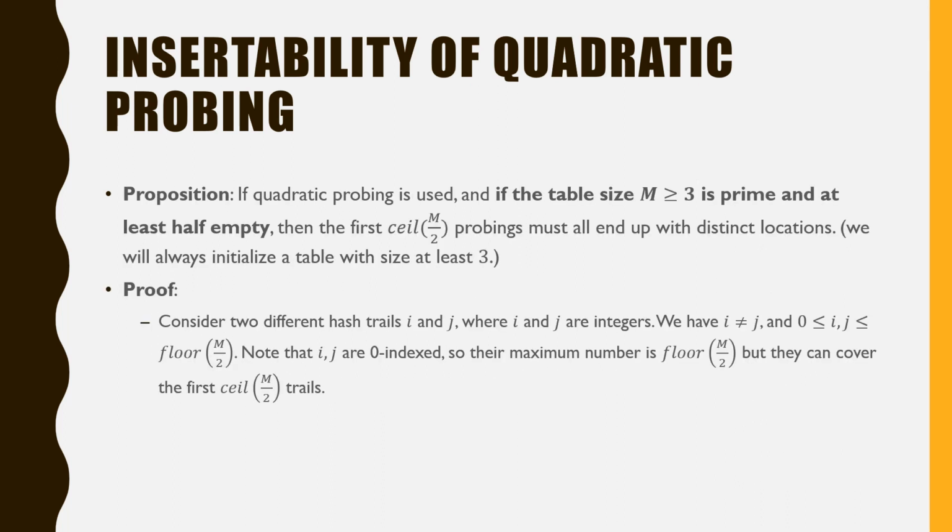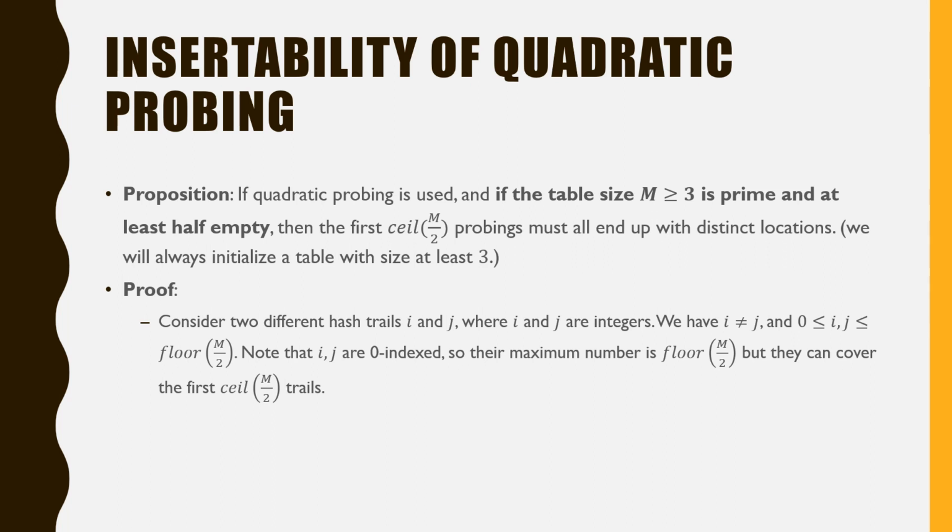Okay, now let's present the proposition we need to prove. If quadratic probing is used, and if the table size M is prime, larger than or equal to 3, and the table is at least half empty, then the first ceiling M over 2 probings must all end up with different locations.